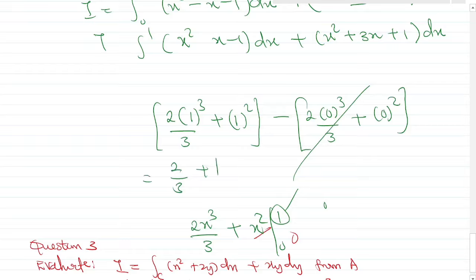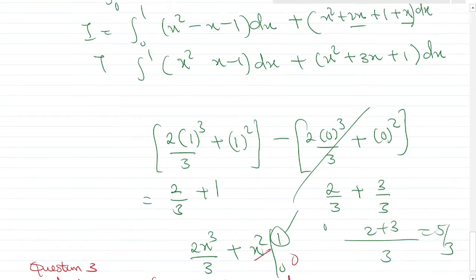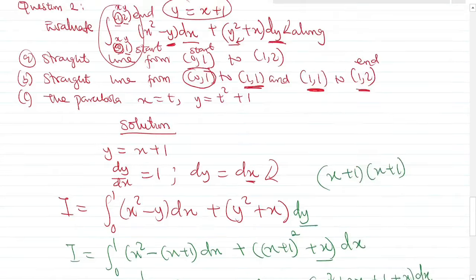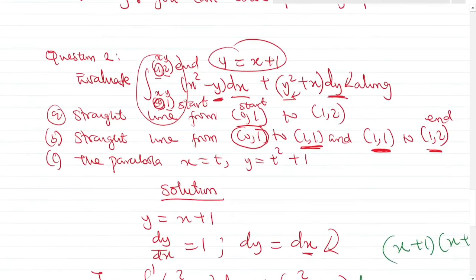So what will this give you? It will be 2 over 3 plus 1, which is 3 divided by 3. So if you find the LCM, you have 2 plus 3, and that's 5 divided by 3. So that's the answer for the first question. And of course, that is just for the straight line from (0, 1) to (1, 2).